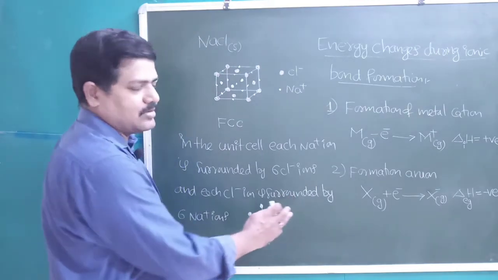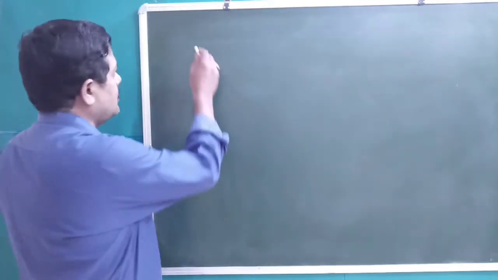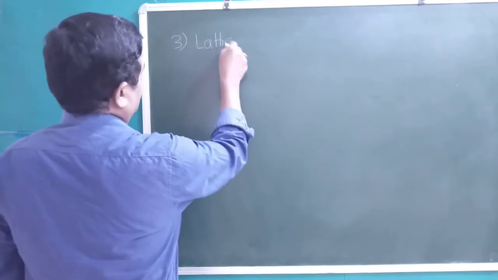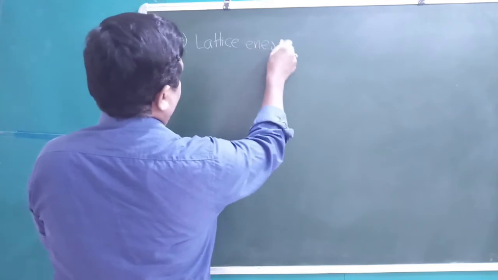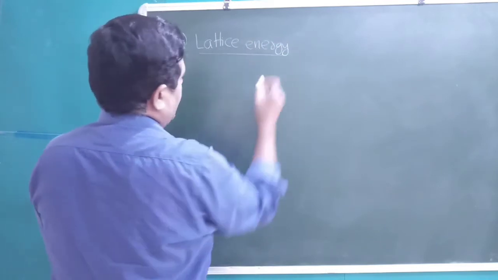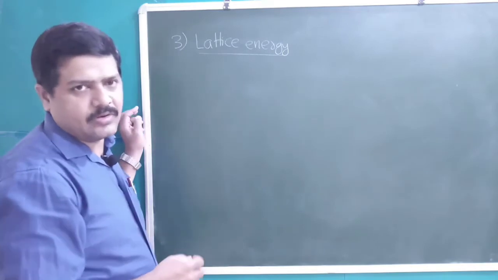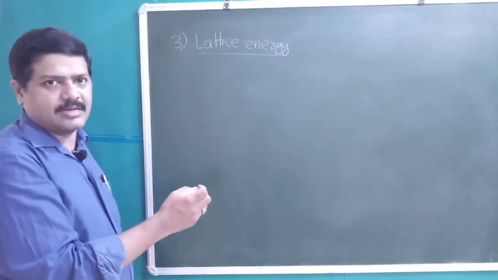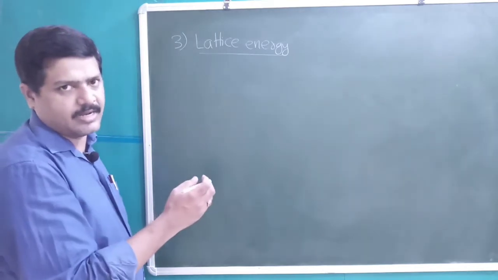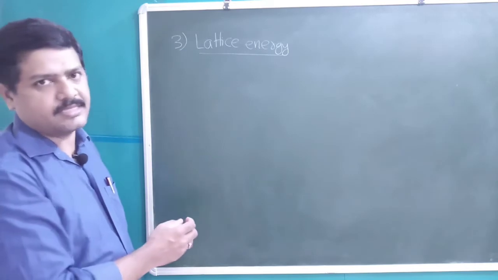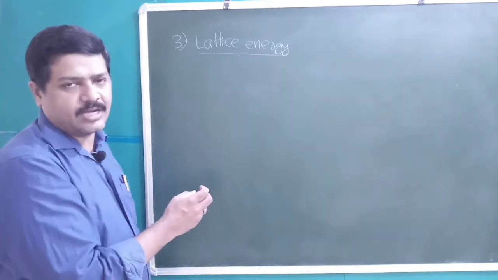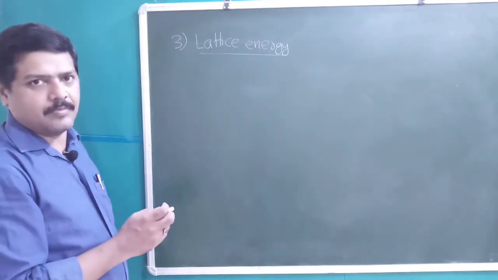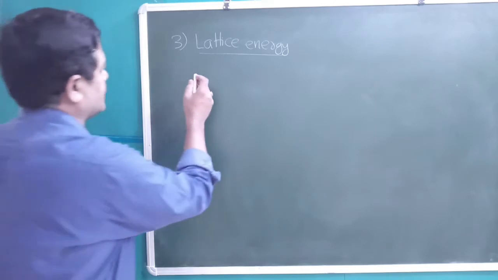Let us discuss lattice energy. After formation of the metal cation and the non-metal anions, they should be packed in the crystal lattice to convert into the solid. The energy released when oppositely charged ions are packed in the crystal lattice to form 1 mole of ionic compound is called lattice energy.